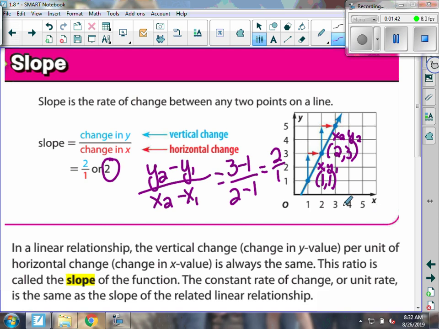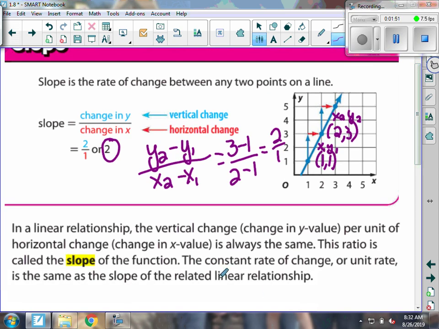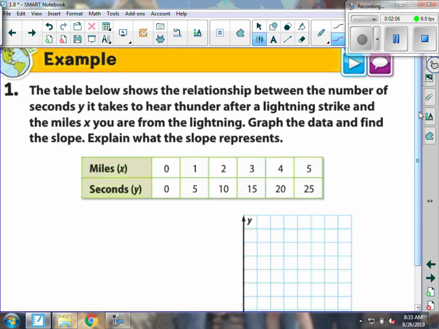So we're really doing the exact same thing that we did on Friday. It just has a different name. We're calling it slope now instead of constant rate of change. If you see down here, it says the constant rate of change, or unit rate, is the same as the slope of the related linear relationship. So constant rate of change, unit rate, and slope are all the same thing. Go ahead and copy this down.